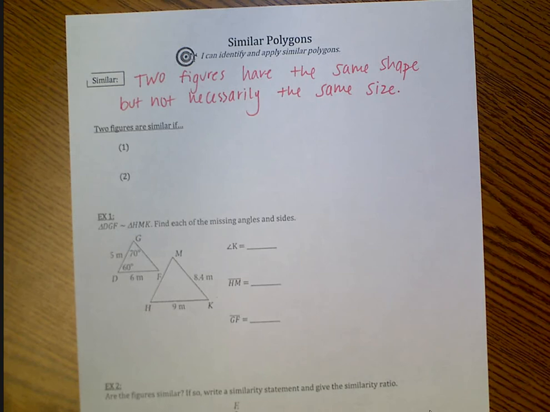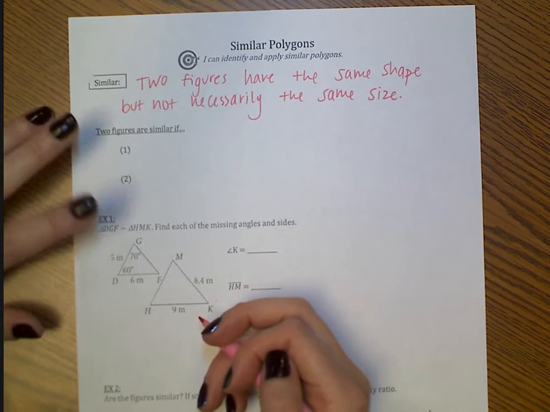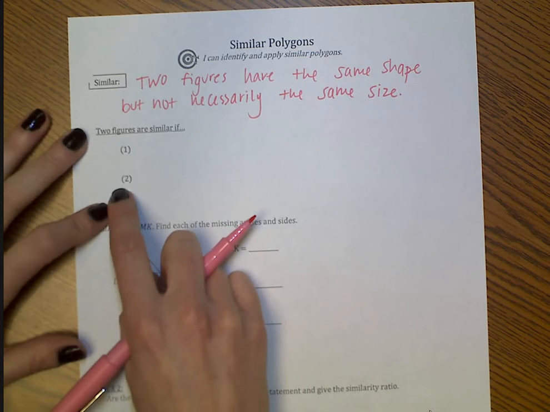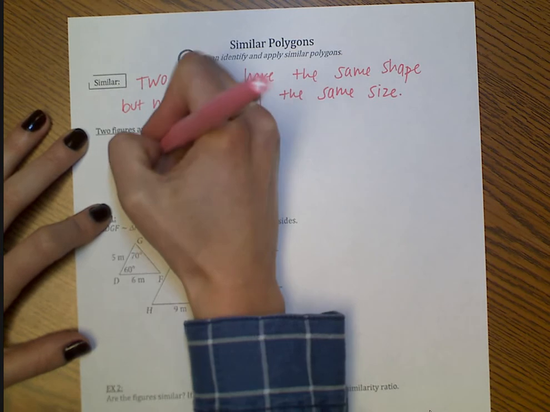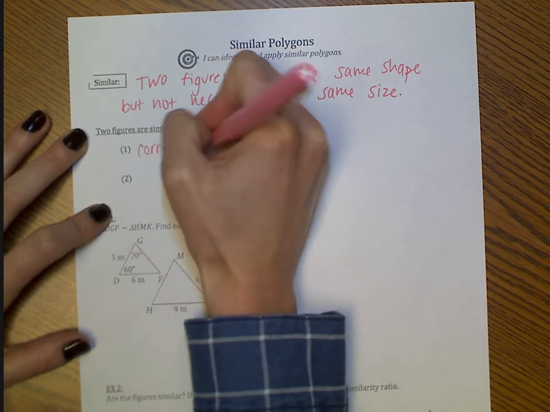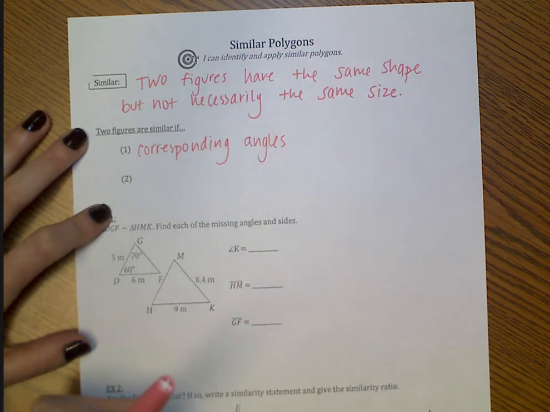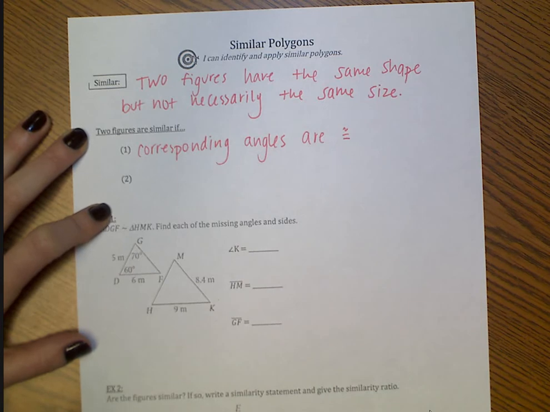So if two shapes are similar, then there's two things that we know about them. One thing has to do with the angles, and the other has to do with the sides. If two shapes are similar, then their corresponding angles, or angles that go together, are congruent. Okay, so angles that correspond are exactly the same.